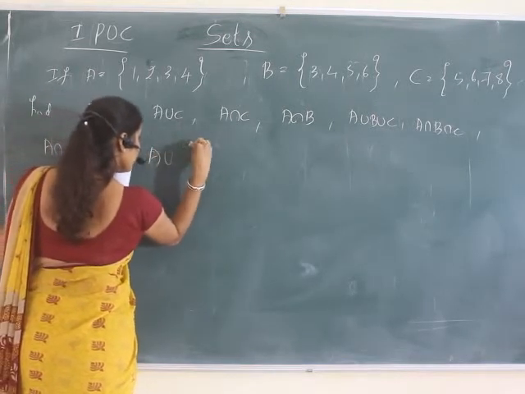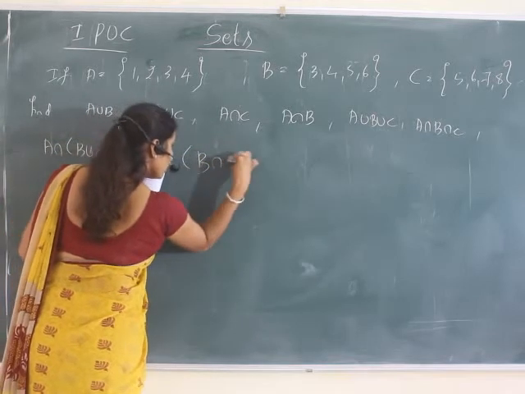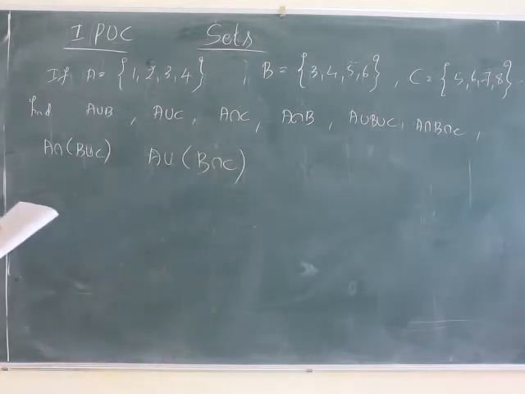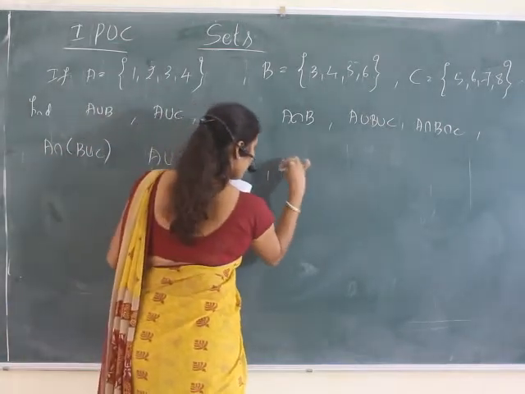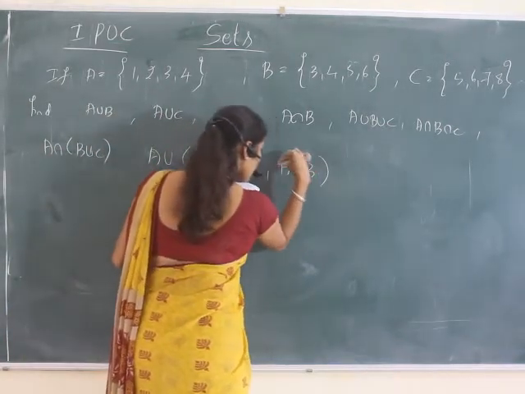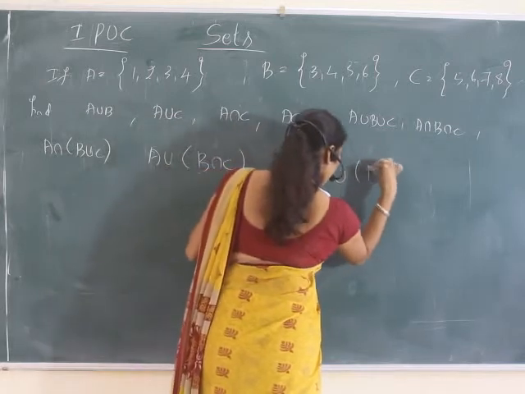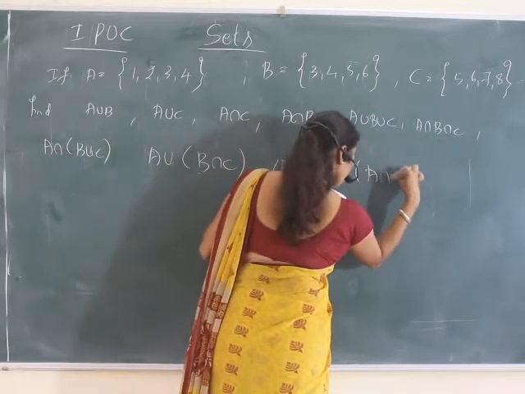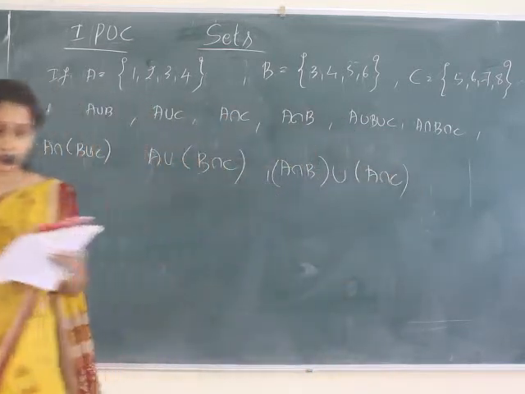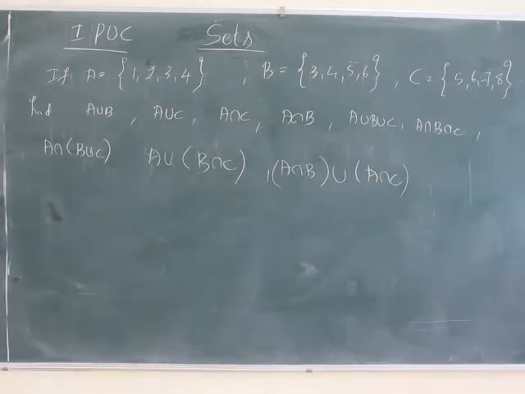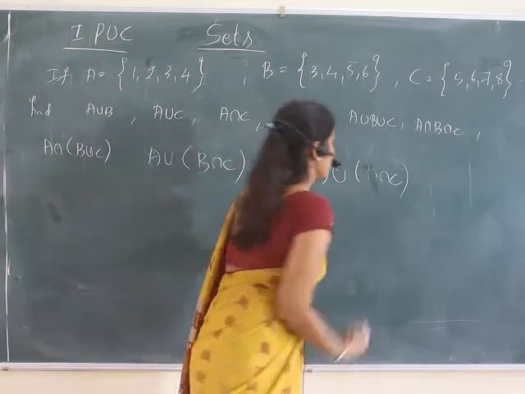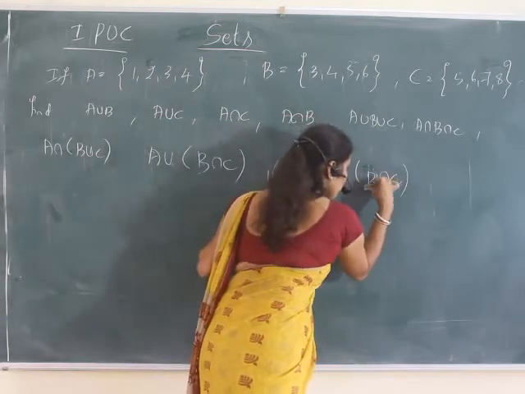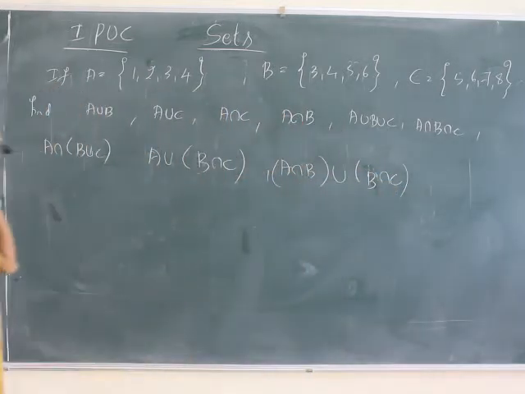A union B intersection C, and A intersection B, A intersection C, or A intersection B intersection B intersection C. So these are the values you have to calculate. We'll calculate one by one.